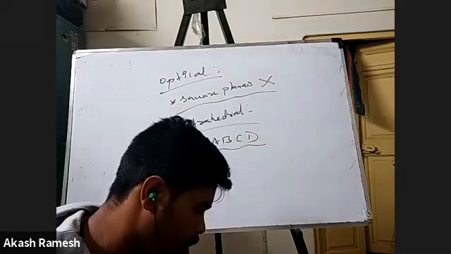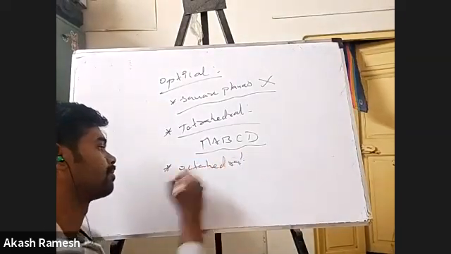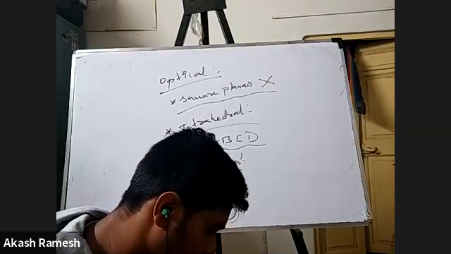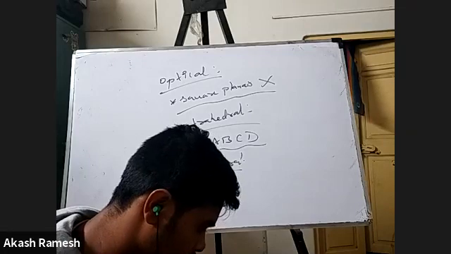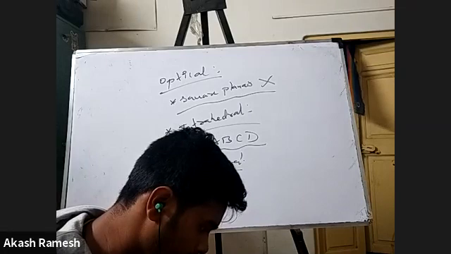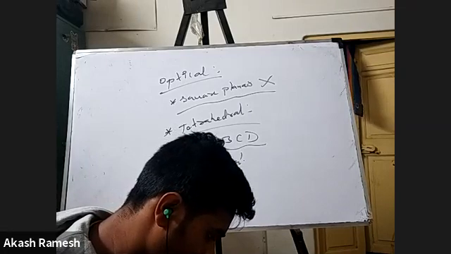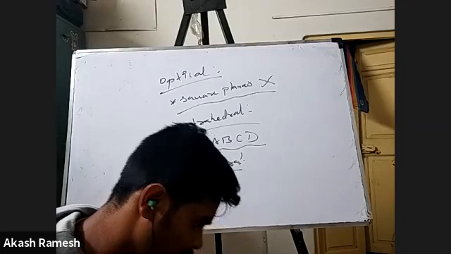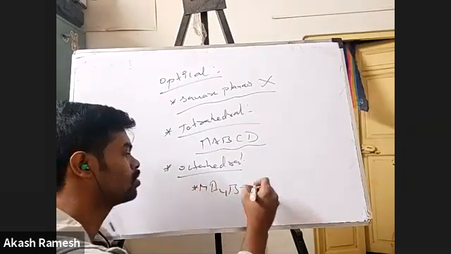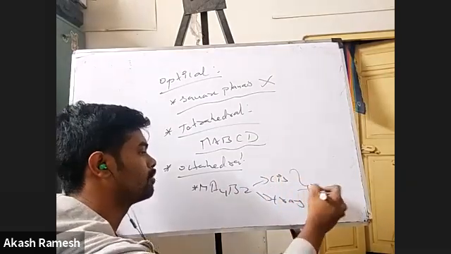Okay, next we'll go for octahedral complexes. Now octahedral complexes, first one is MA4B2. In this case, I know they will show both cis and trans, and both of them will be optically active.